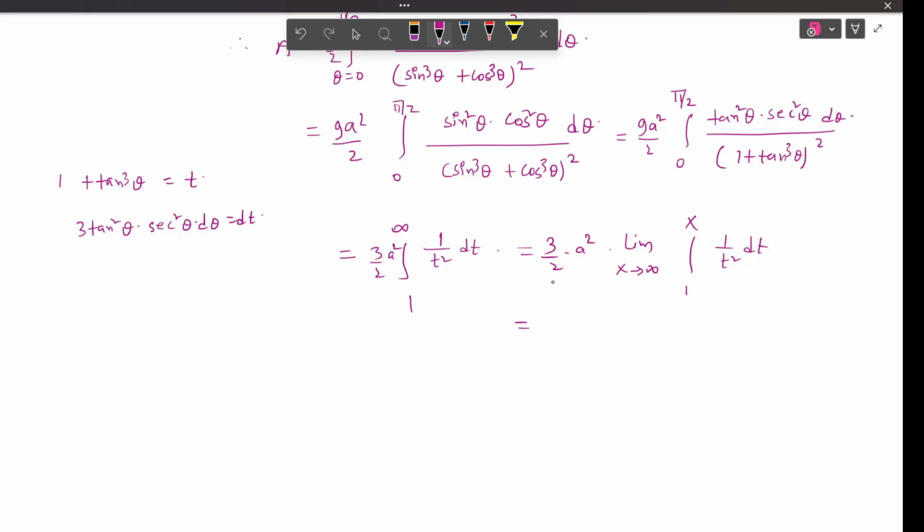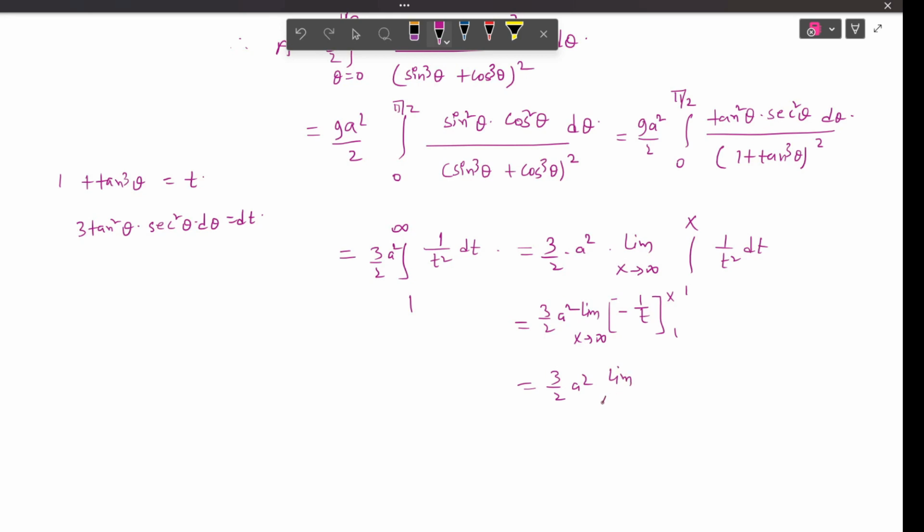And this would be t to the power minus 2. Then we will get t to the power minus 2 plus 1, that is 1 by t, by minus 2 plus 1, that is minus 1 by t, from 1 to x, limit x tends to infinity, 3 by 2 a square.